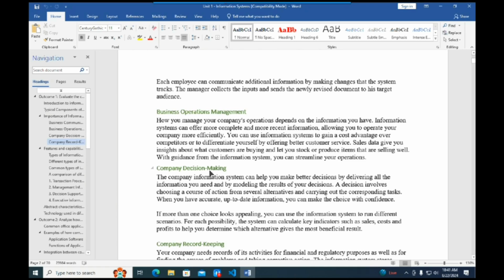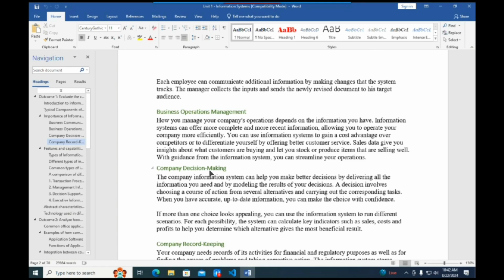Now, the way you are going to manage your company, or how the company operates, depends majorly on the information that you have. When an information system can give you information that is more complete and more recent, that is going to allow you to have more efficiency in the operations of your company. So you use information systems to give you what we call a cost advantage over the companies that are your competitors, and to create a difference between your company and other companies by ensuring that you are offering better customer service.